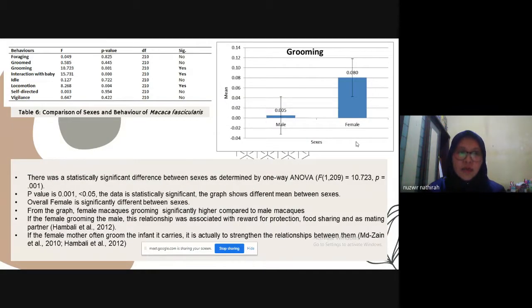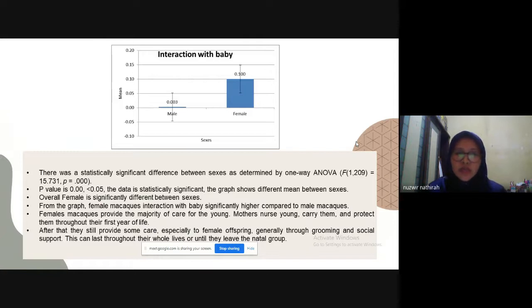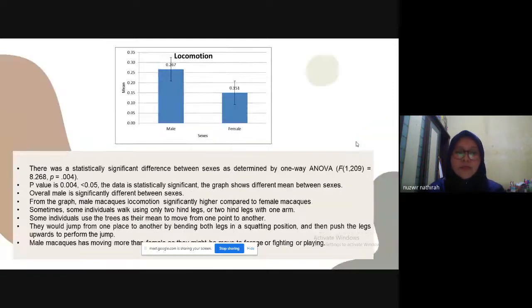Next, comparison of sexes and behavior of Macaca fascicularis. So the data is statistically significant. So the graph shows different mean between the sexes. Overall, female is significantly different between the sexes. From the graph, female macaques grooming significantly higher compared to the male macaques. For the interaction with baby, the data is statistically significant. Overall, female is significantly different between the sexes. From the graph, female macaques interaction with baby significantly higher compared to the male macaques.